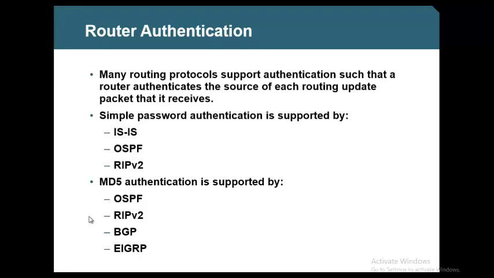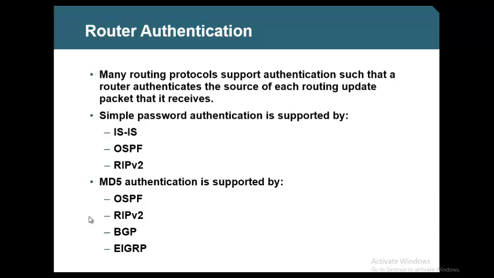As I said, every protocol supports authentication. In authentication, there are two types: clear text and MD5. EIGRP supports both. Sorry, EIGRP supports only MD5. Only MD5. Clear text is supported in both RIP as well as OSPF. OSPF and RIP support both clear text and MD5.